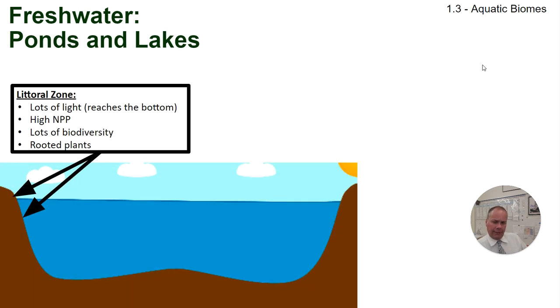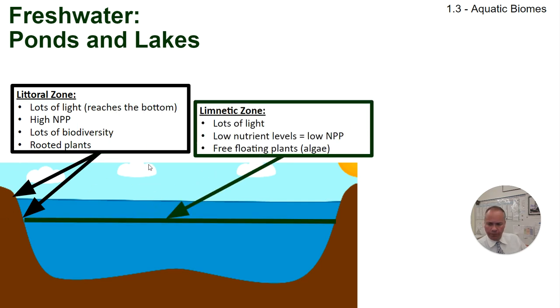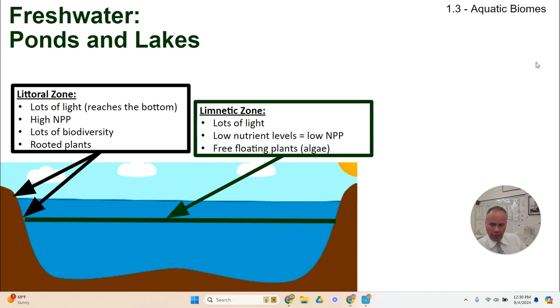If we think about ponds and lakes, another freshwater ecosystem, we see different zones depending on depth. Typically along the shorelines, we see the shallow areas of water. This is often where there's the most light. There are lots of plants, often rooted to the bottom, and lots of biodiversity in these areas.